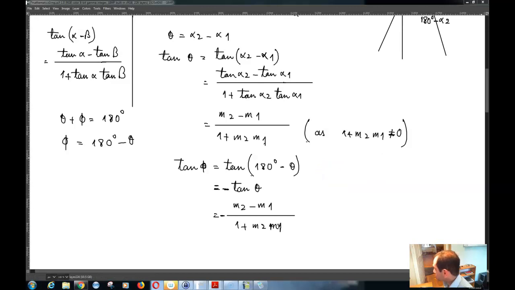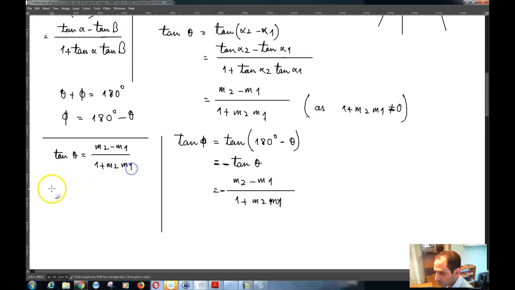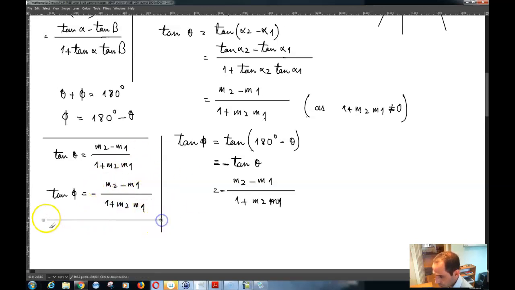And so basically, so far what we have is tan of theta is equal to m2 minus m1 over 1 plus m2 m1, and tan of phi is equal to negative of, let me write this way, I don't want to confuse you or anything, negative of m2 minus m1 over 1 plus m2 m1. So that's basically what we got so far.